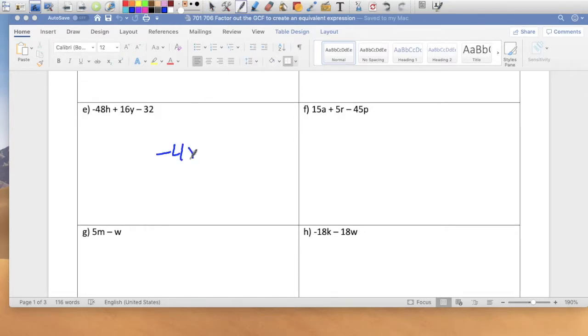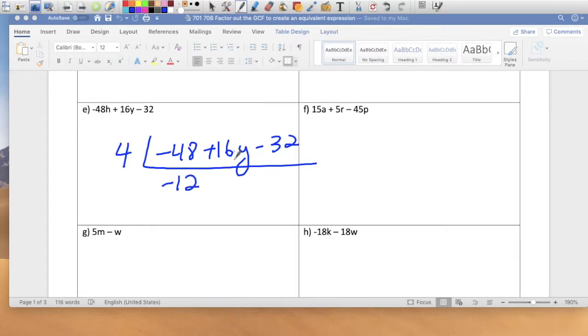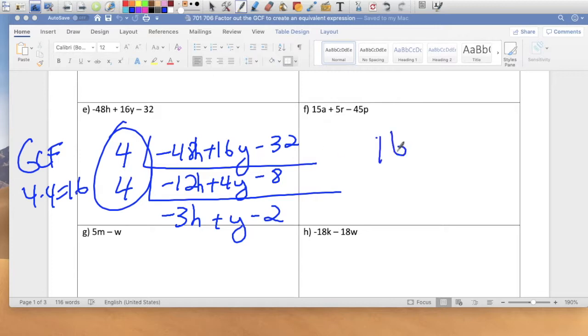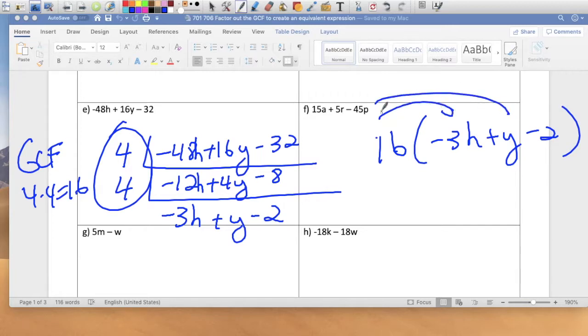Next one, 48h plus 16y minus 32. And again, pull out, I don't know, let's pull out a 4. 4 goes into 48h 12h times, 4 goes into 16y plus 4y times, and 4 goes into 32 negative 8 times. I forgot an h. I can go again, pull out another 4. 4 goes into 12h 3h times, 4 goes into 4y just y times, and 4 goes into 8 2 times. Final answer is the product of these two, so GCF is 4 times 4, which is 16. So it's 16 outside, and inside 3h plus y minus 2. And you could multiply to see if you're correct.